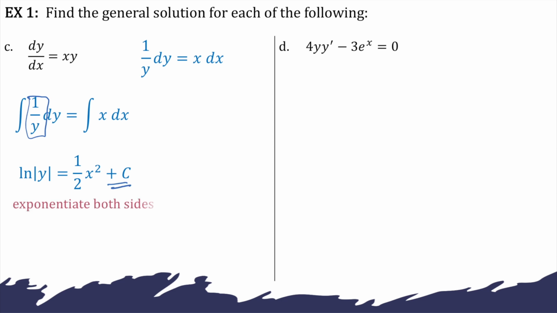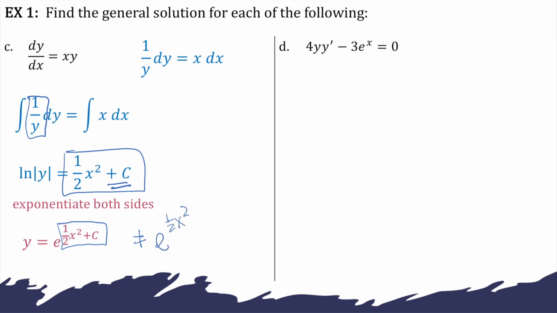Now we need to get y by itself, so we're going to exponentiate both sides, and we get y equals e to the 1/2 x squared plus c. And make sure that that c stays with its little family here. This does not equal e to the 1/2 x squared, plus c. This c needs to stay up here with his friends.